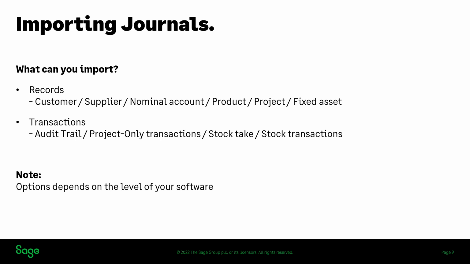Now, the options that you have available to you when you get into the import wizard will be dependent on the level of your software. I'm not necessarily talking about the version, I'm talking about the level of the software, so whether you have essentials, standard, or professional. For instance, fixed assets, you only have that option if you're on the professional level. So you wouldn't be presented with that option in the import wizard if you're on the essentials level, for instance.